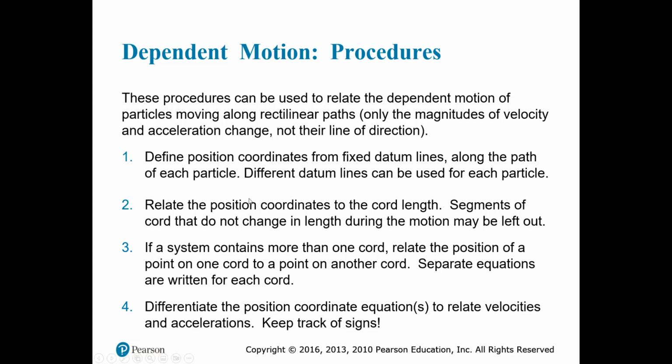First we need to define position coordinates from fixed datum lines. That's the most important thing, okay? Then after that, you need to relate the position coordinates to the chord length. Segments of the chord that do not change in length during the motion can be left out. You don't need to calculate them because they will not change. If a system contains more than one chord, you have to build an equation for each one of those chords. You have to have an equation for chord number one and then another one for chord number two. I'm pretty sure those two equations will be related as they might have a point in common.